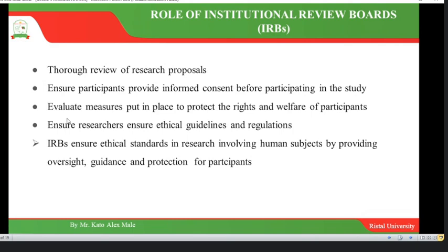So, this is just a note regarding these institutions. IRBs ensure ethical standards in research involving human subjects. How? By providing oversight, guidance, and protection for participants. It is a general comment. You get it?